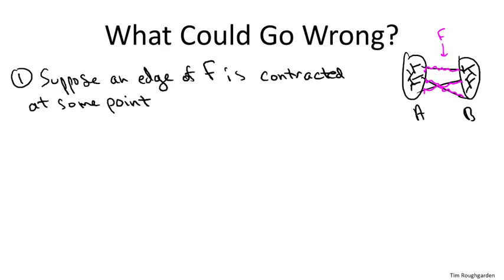Okay, so the cut output by the contraction algorithm will have on one side both the node from A and a node from B. Therefore, the output of the contraction algorithm, if this happens, will be a different cut than A, B. Okay, it will not output A, B if some edge of F is contracted. And if you think about it, the converse is also true.